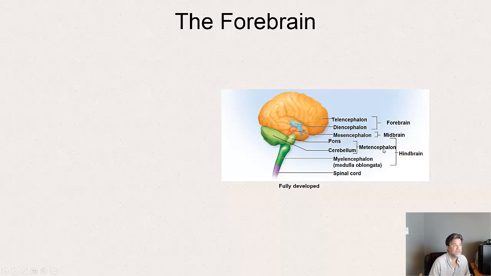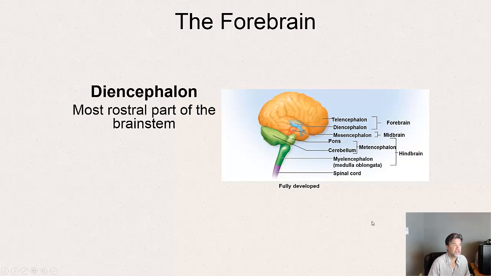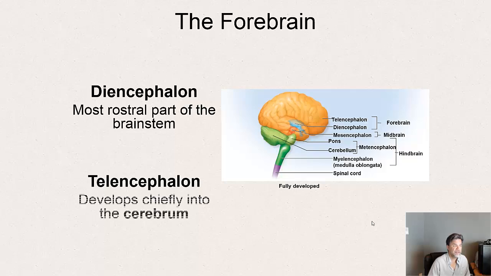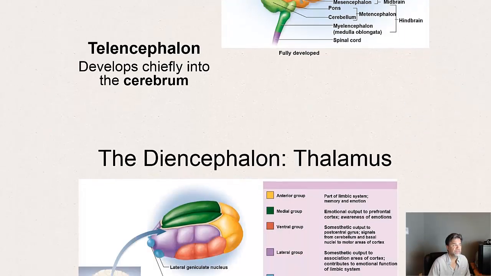The diencephalon is part of the forebrain. We're going to discuss the specific structures in it here in just a sec. And it's the most rostral part of the brain stem. Okay, so we're still part of the brain stem, but we're in the forebrain now. The telencephalon above it is the one that we're going to refer to here in the next video or two, and that will be all about the cerebrum.